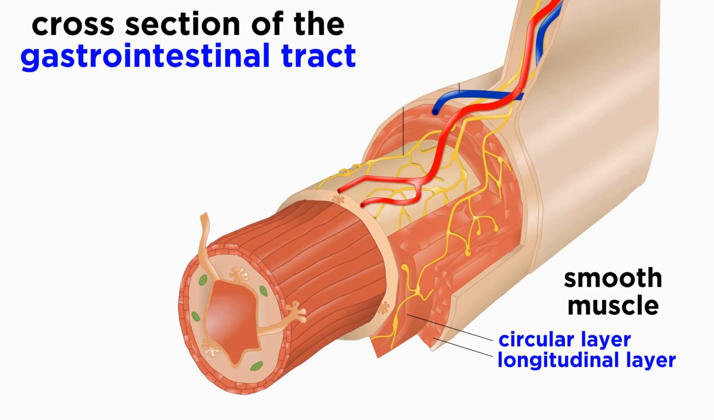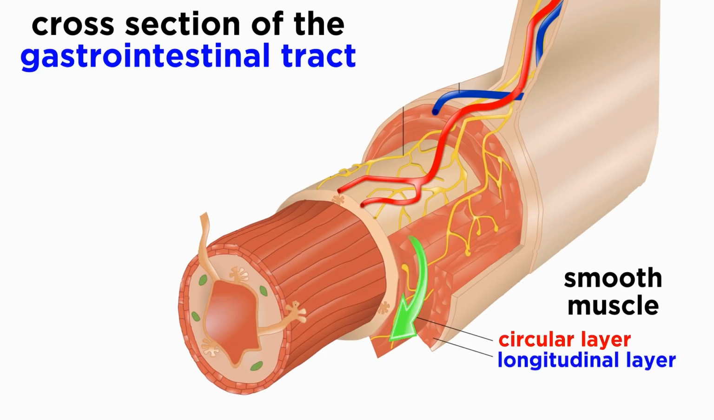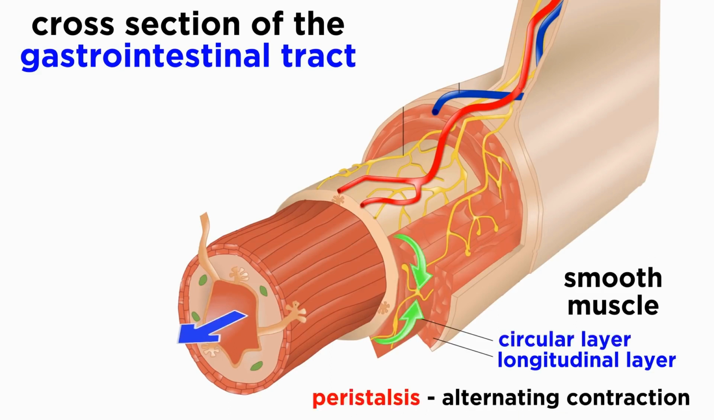Smooth muscle is typically organized into 2 layers. First, a longitudinal layer, where muscle fibers run parallel to the long axis of the organ, such that contraction will dilate and shorten the organ. Then there is a circular layer, where muscle fibers run around the circumference of the organ, such that contraction will constrict and lengthen the organ. When these layers alternate contraction, it can push material through the organ, a process called peristalsis.